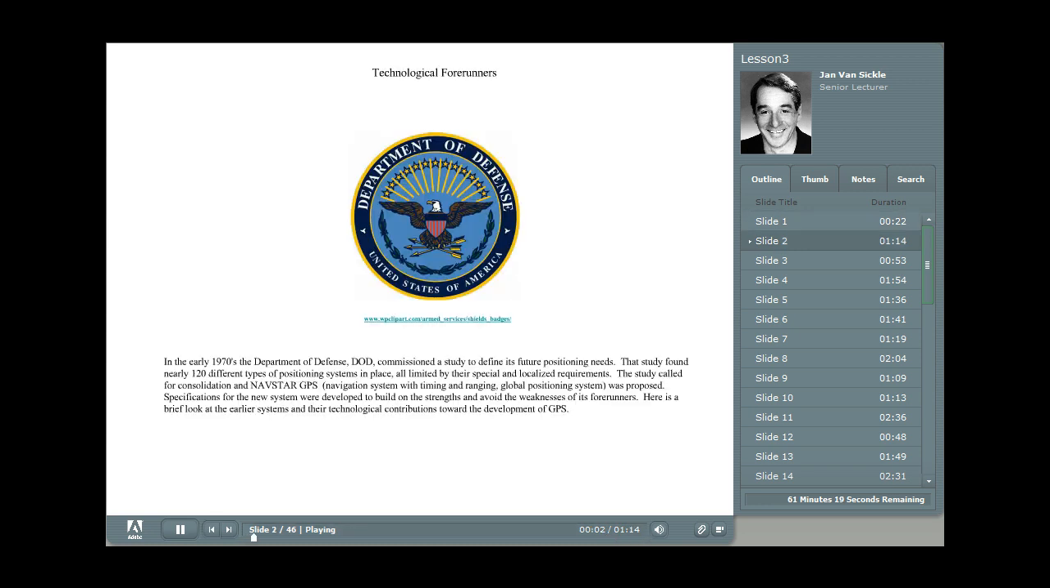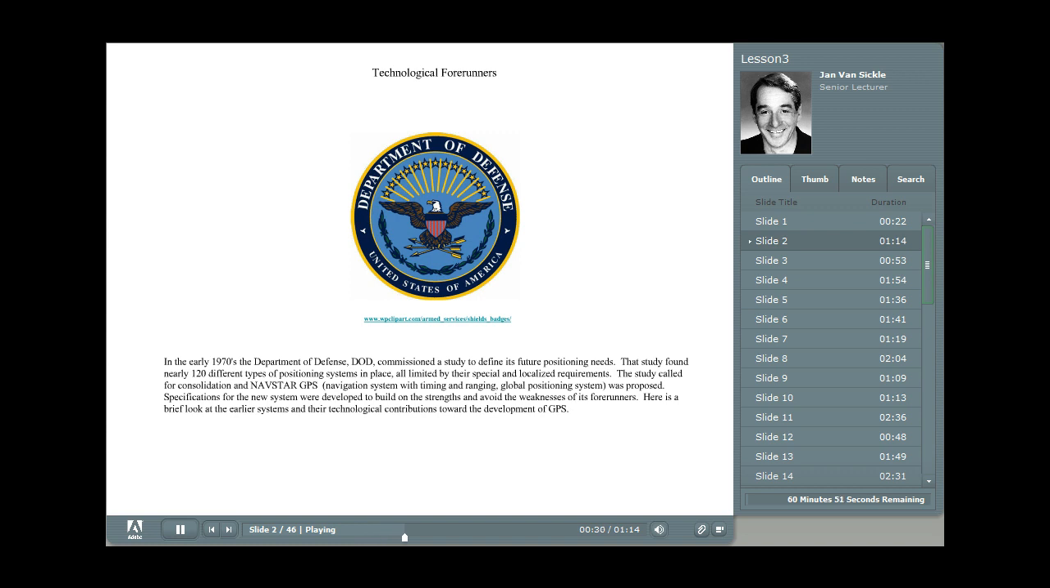In the early 1970s, the Department of Defense looked around to see how many different kinds of positioning systems it currently had available, and there were more than 120. They were of various kinds. Some were terrestrial, some relied on electromagnetic signals, some were optical. There were various kinds of positioning systems in place.